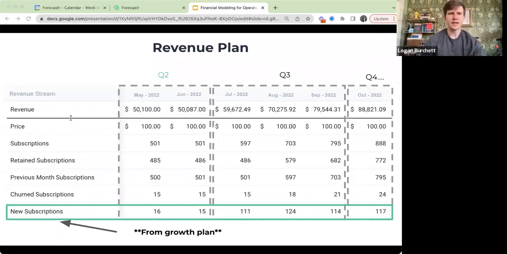So now we can take those new customers and we can allocate by percentage who's buying what product, right? And this is going back to the question that was asked, can we point different growth funnels to different revenue streams?